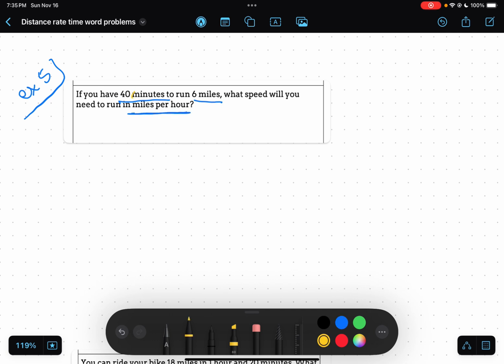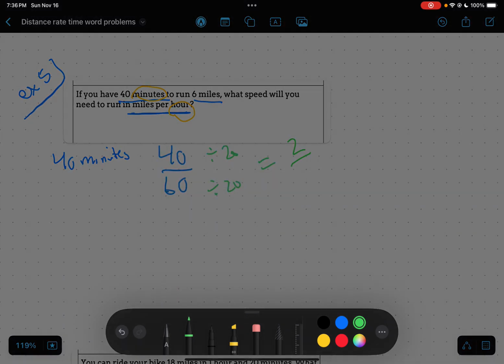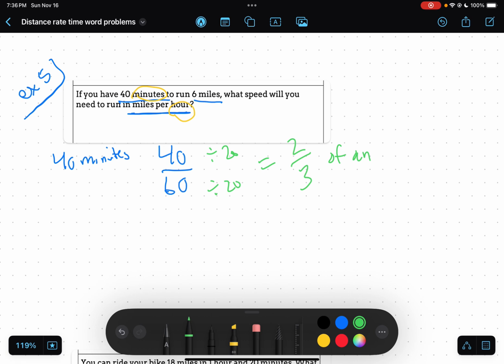So you should notice, right? I have minutes and hours, which I cannot deal with that. I need to turn it all into hours to be able to solve the problem. So let's take 40 minutes and figure out what fraction of an hour it is. So 40 minutes is 40 out of 60, which if I break that down both by 20, it's 2/3 of an hour.